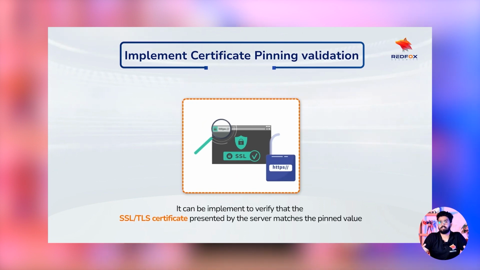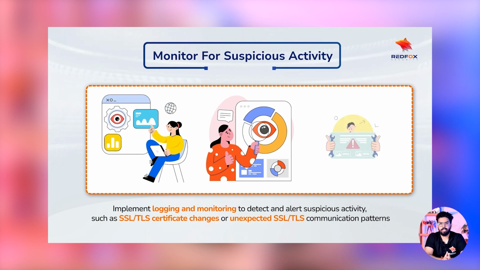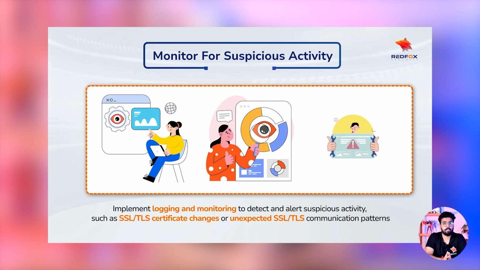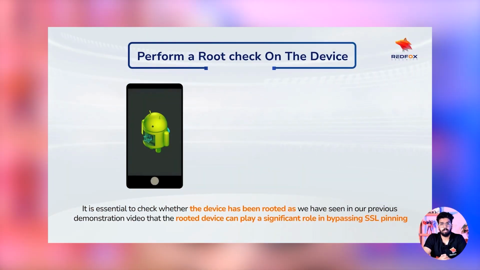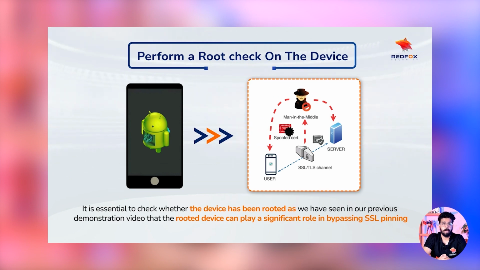Implement certificate pinning validation. Implement certificate pinning validation checks to verify that the SSL/TLS certificate presented by the server matches the pinned value. Monitor for suspicious activity. Implement logging and monitoring to detect and alert on suspicious activity such as SSL/TLS certificate changes or unexpected SSL/TLS communication patterns. Perform a root check on the device. It is essential to check whether the device has been rooted, as we have seen in our previous demonstration video that a rooted device can play a significant role in bypassing SSL pinning.